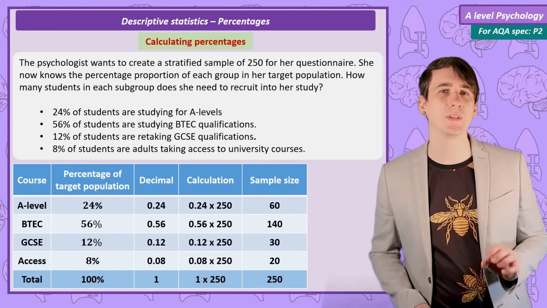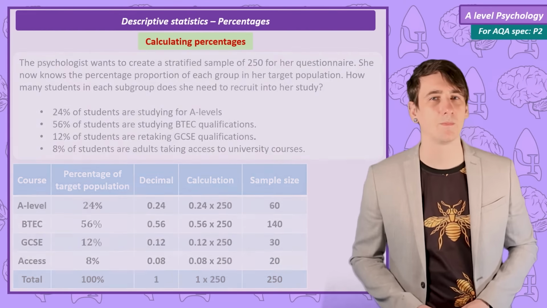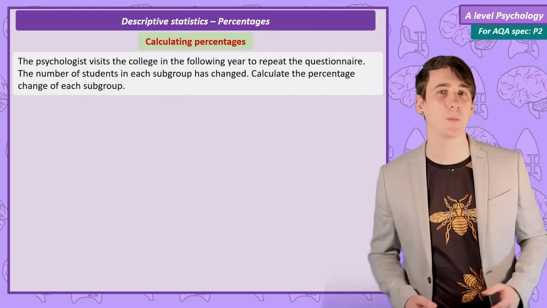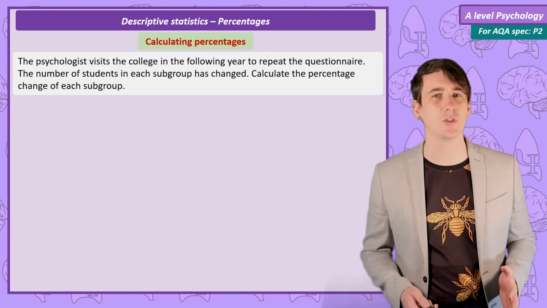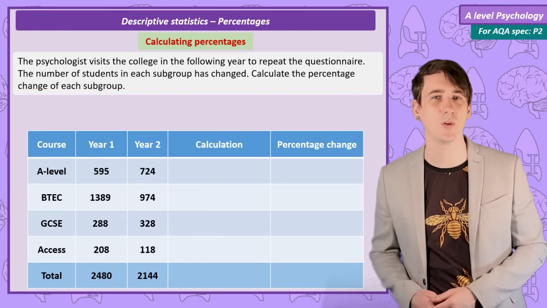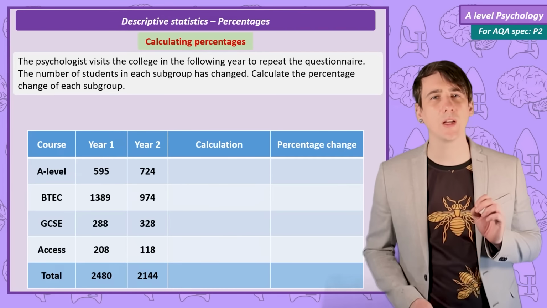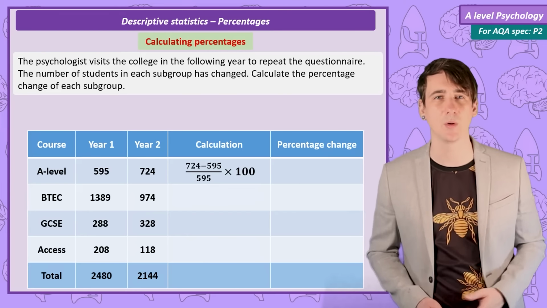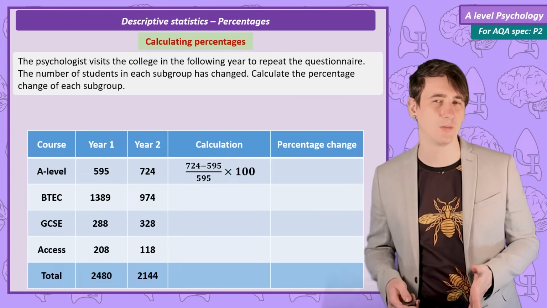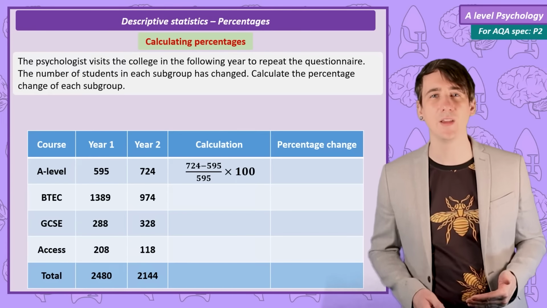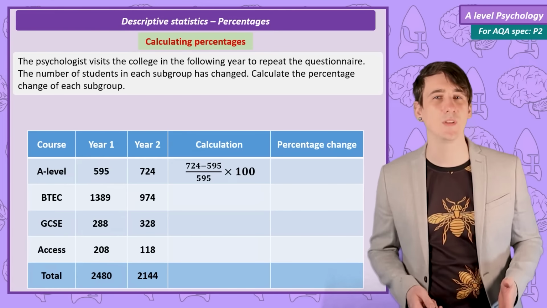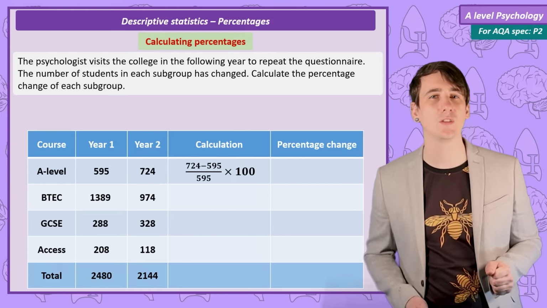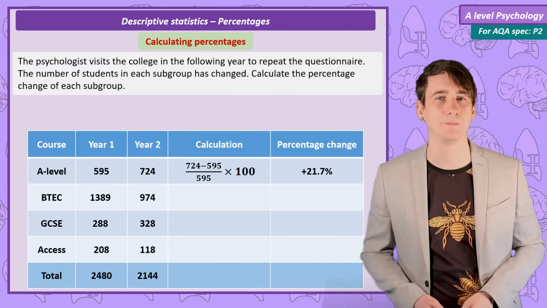I may want to talk about the percentage difference between two numbers. Let's say next year the questionnaire is repeated at the college and the number of A-level students at the college grew to 724. What's the percentage change in the number of A-level students from one year to the next? Well, to work out the percentage change between two numbers, subtract the old number from the new number, so 724 minus 595, and then divide this by the old number. Then times this by 100. That gives us an increase of 21.7%.